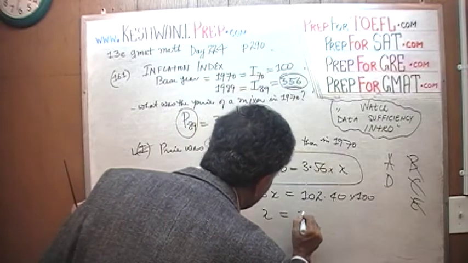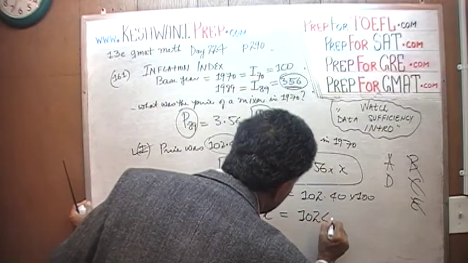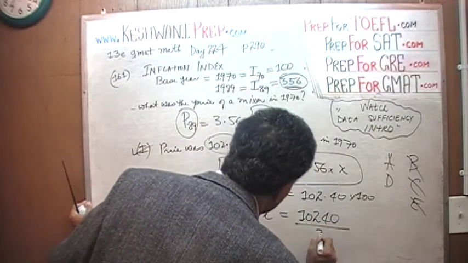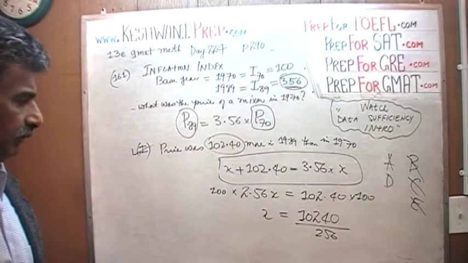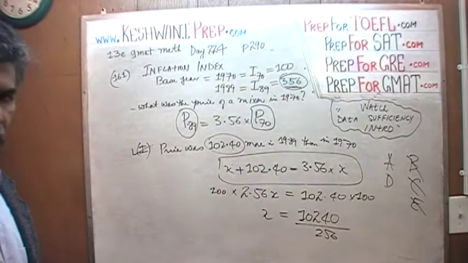x equals 10240 over 256. You see, it's just a matter of doing it out. It's not a big deal at all. It can be very easily done.